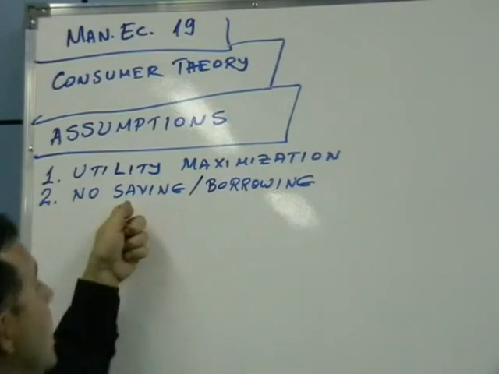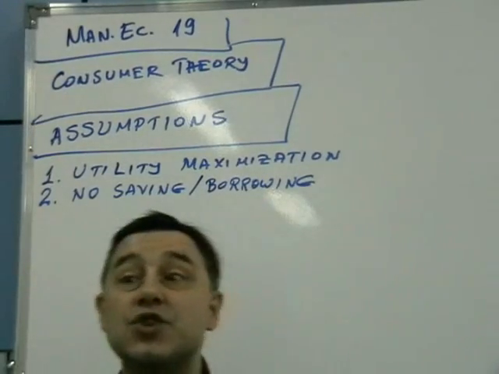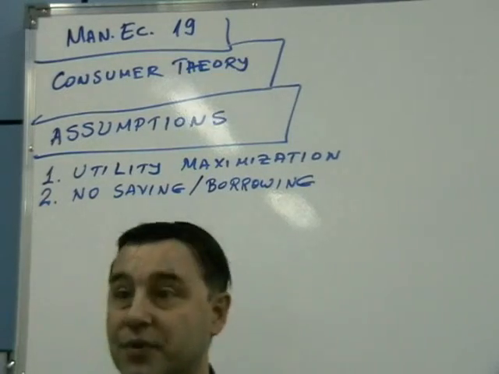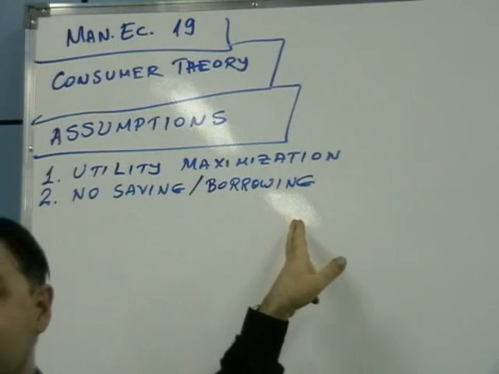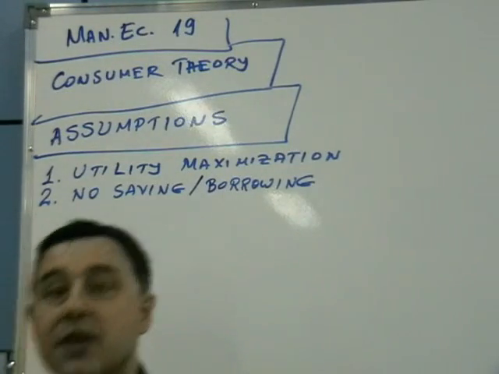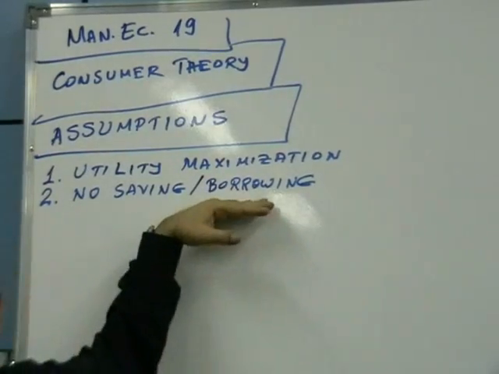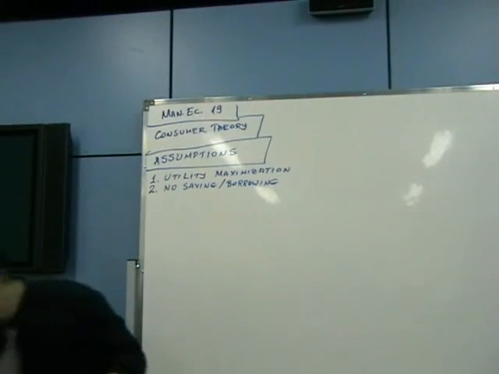Once you allow saving and borrowing, sometimes you enter into the consumer theory of, actually, corporate finance. Usually corporate finance allows consumption with borrowing and saving, and they step entirely outside managerial economics or micro theory. So we make this simplifying assumption to get to basic results.